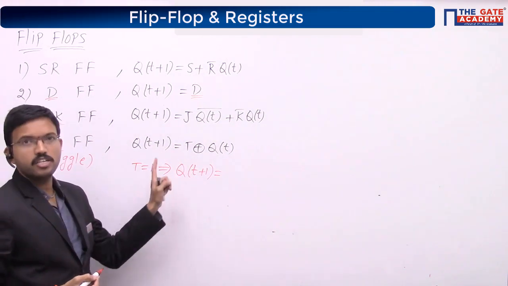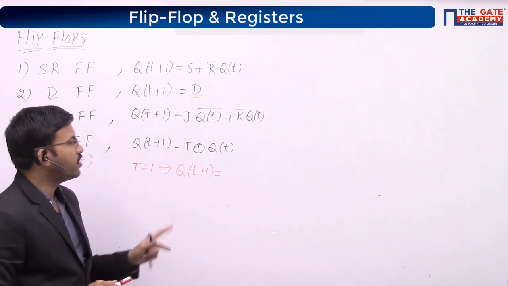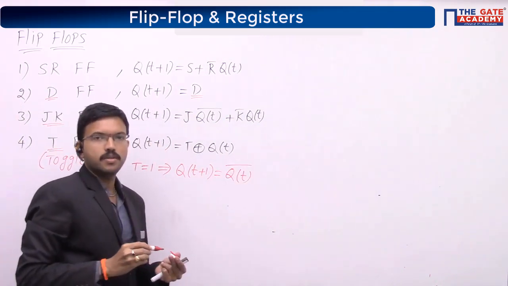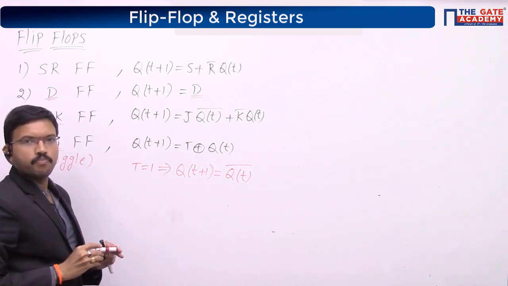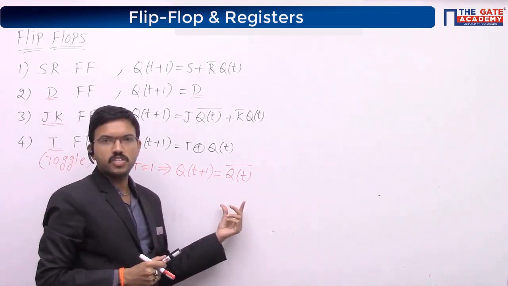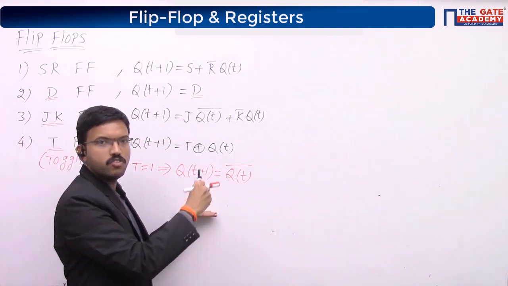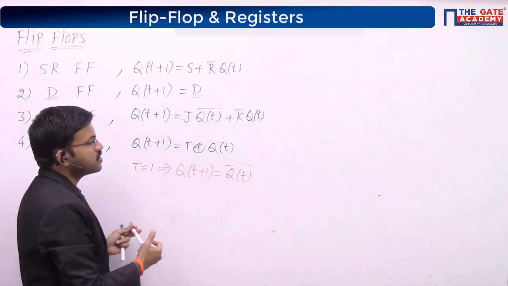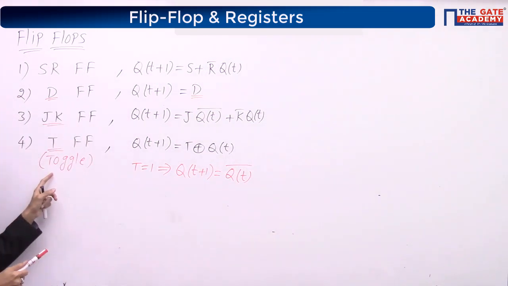If you substitute T value 1, then what will be the characteristic equation? Q bar, 1 XOR Q of T, that is Q of T bar. That means if you are making T equal to 1 permanently, then whatever the output you are having will be complemented. Suppose initially it is 0, 0 will become 1, next 0, 1, like that. So continuously it will be complemented, right?